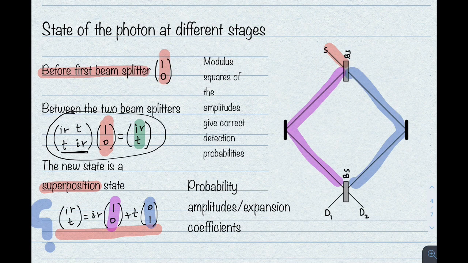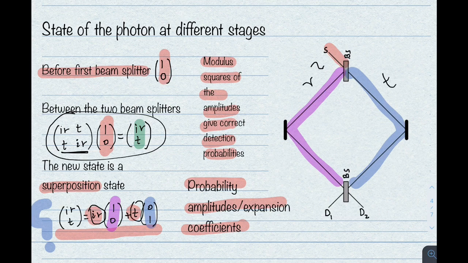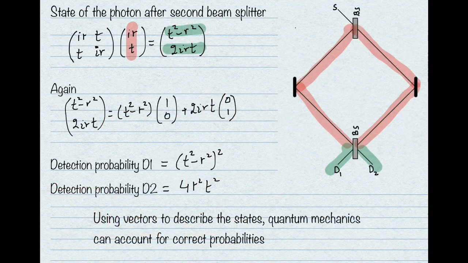What we can answer is the probability of the photon being on either path. This probability is the modulus square of these expansion coefficients. We also call these probability amplitudes. These are the amplitudes responsible for the interference-like phenomena we mentioned a little while back. So the modulus square of ir gives the probability r² for the photon to be along this path, and the modulus square of t, which is t², is the probability that the photon is along this path. If we place the detectors over here and here, we can verify that these are correct detection probabilities, as we have seen in the first example.